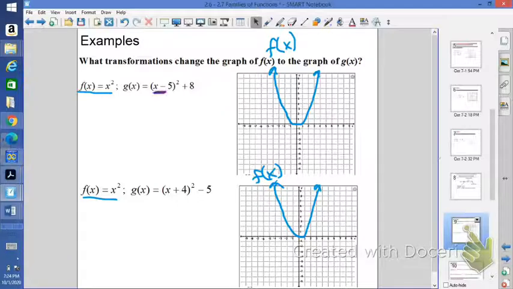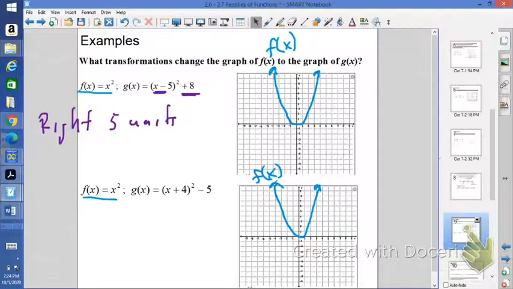So you see here that we're subtracting 5 from the x. Remember the hint: add to the x, go left. Well, we're not adding to the x, so we're not going left. We're subtracting from the x, so we go right. How far right do we go? We're going right 5 units.